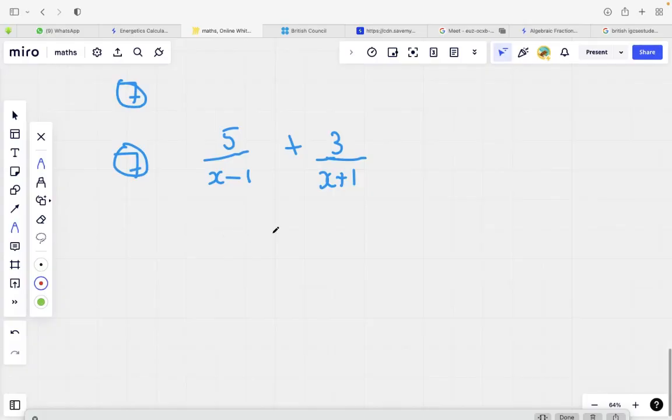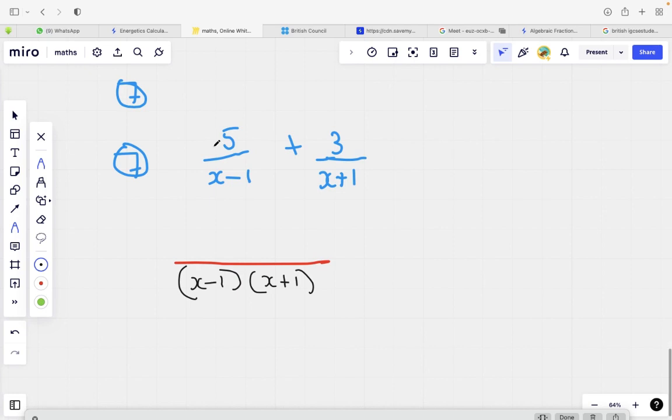We have, like I said, you create a denominator, right? You write these two as your factors in the denominator, x minus 1 in one bracket, and then x plus 1 in another bracket. You put them as your denominator.